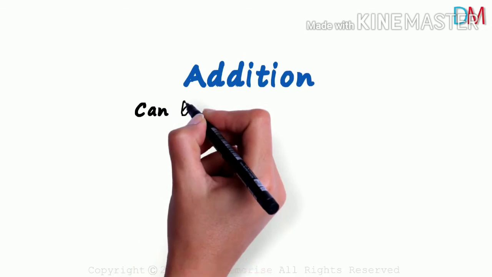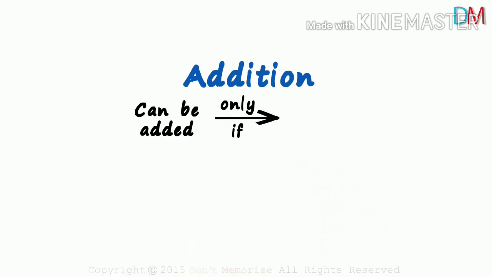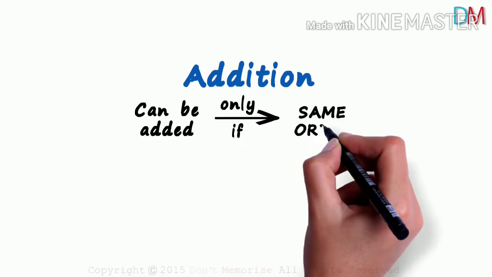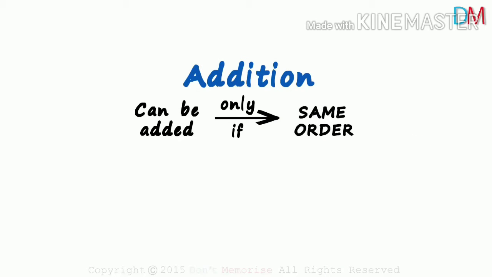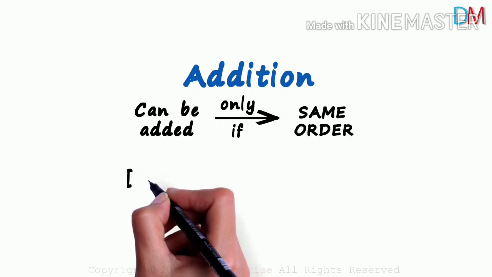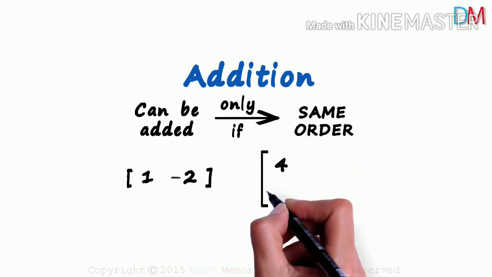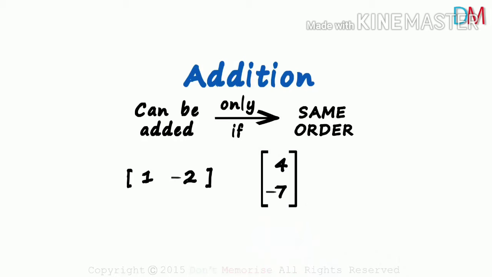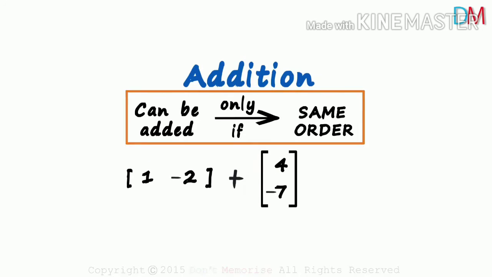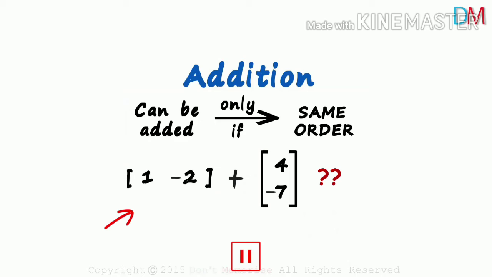Two matrices can be added only if they are of the same order. Yes, both matrices have to be of the same order for their addition to be possible. Now let me give you two matrices and you have to tell me if they can be added or not. The first matrix is 1, -2 in a row and the second one is 4, -7 in a column. Can these two matrices be added? Refer to this rule and answer this question.